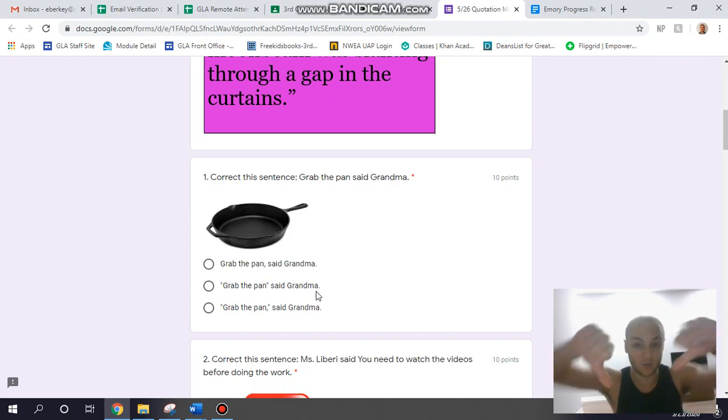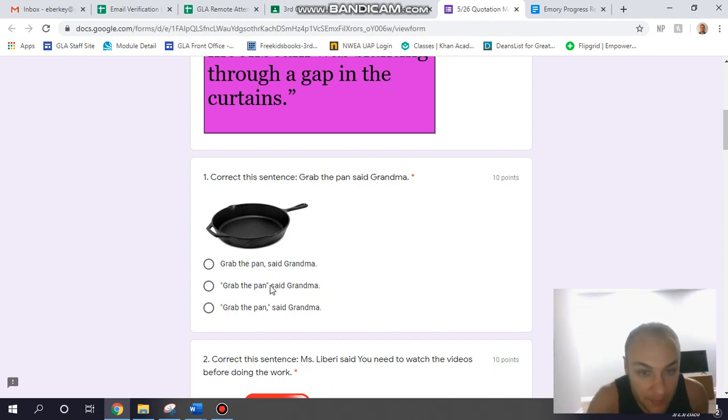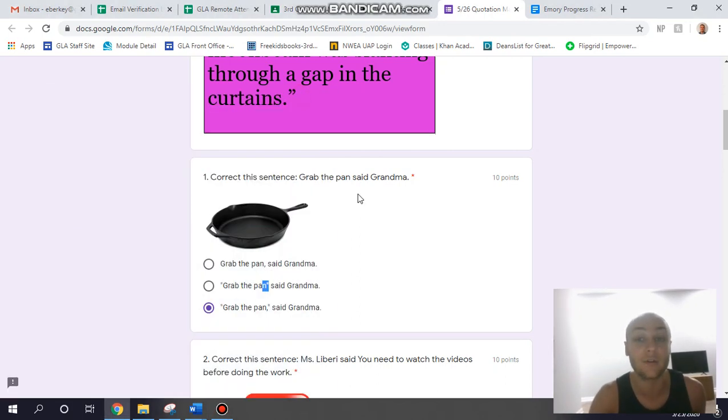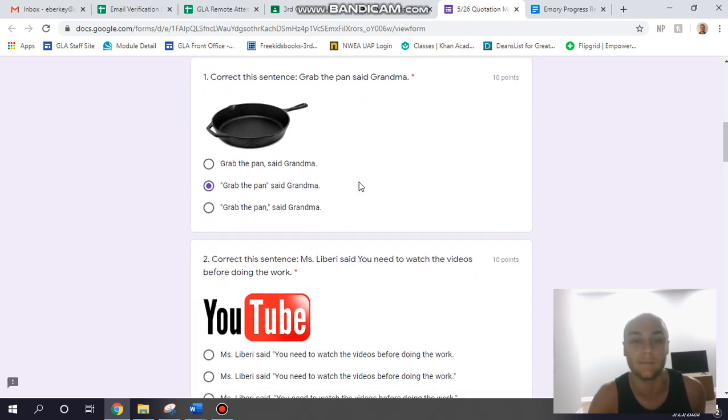This one's incorrect. Why is it incorrect? Look, look, look. What's it missing? It's missing a comma. That means the last one has to be correct. It has quotation marks and a comma. I'm going to do one more with all of you just because I want to make sure that we understand how to think about this. And then I'm going to show you the answer to my bonus question.